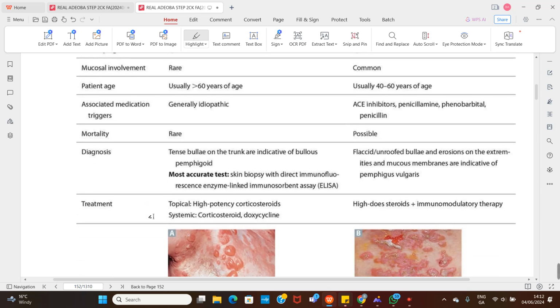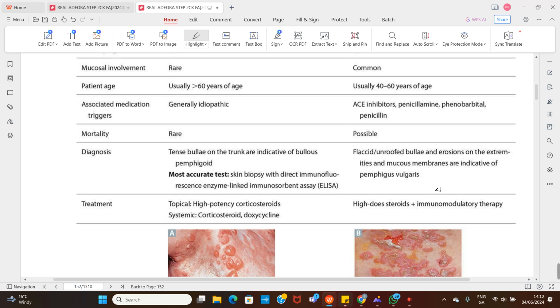So how do you make your diagnosis? Of course, the physical examination of the lesions can give you an idea, right? The tense bullae on the trunk will make you know that this is likely to be bullous pemphigoid, while the flaccid unroofed bullae and erosions within the extremities and the mucous membrane will give you an idea that this is likely to be pemphigus vulgaris. So once you are seeing tense bullae, think about bullous pemphigoid. But once you are seeing flaccid bullae with erosions, think about pemphigus vulgaris.